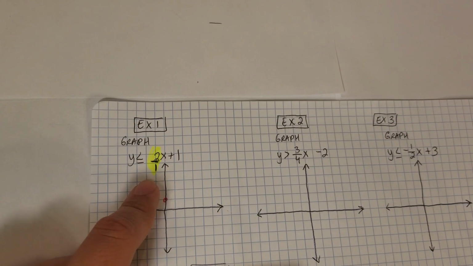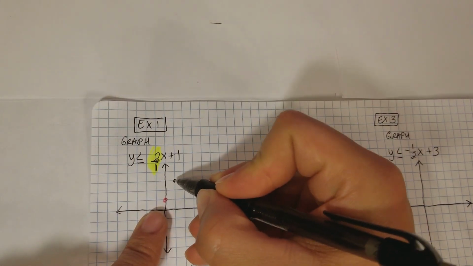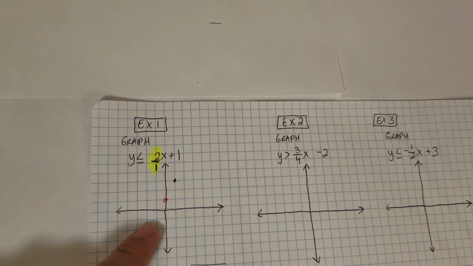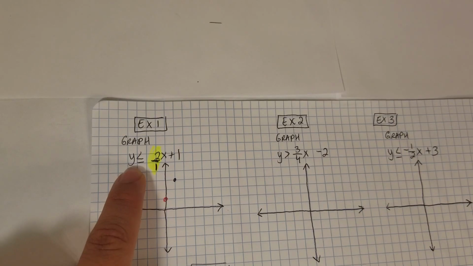2 is the same thing as 2 over 1. So if I have my first point and I go up 2 to the right 1, I get my second point and I can draw the line. But be careful, before you draw your line, this is no longer an equation, it's an inequality.